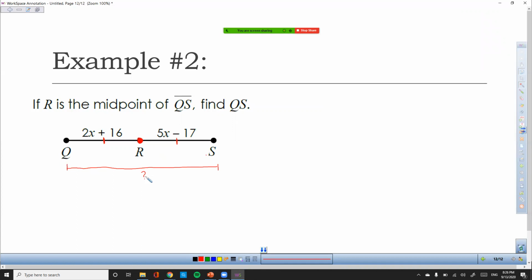So in this case, how are we going to do it? Again, all I know here is that point R is right in the middle, so that means these two segments are equal to each other. The length of segment QR is equal to the length of segment RS. So I can set up this equation right here: 2x plus 16, the length of segment QR, is equal to the length of segment RS, which is 5x minus 17. In this case, all I can do right now is solve for x.